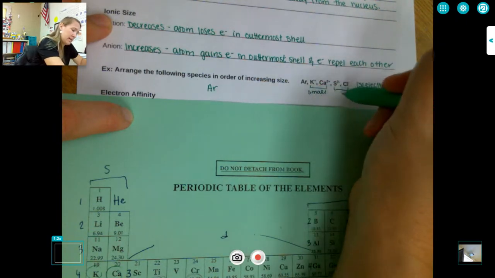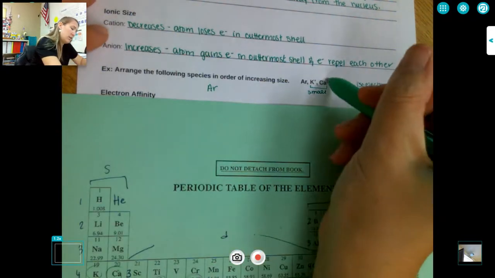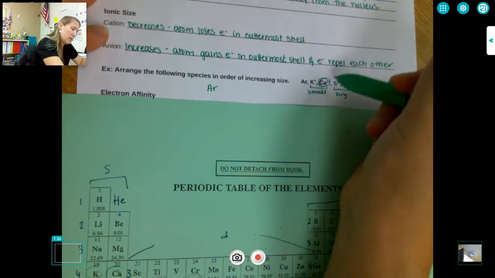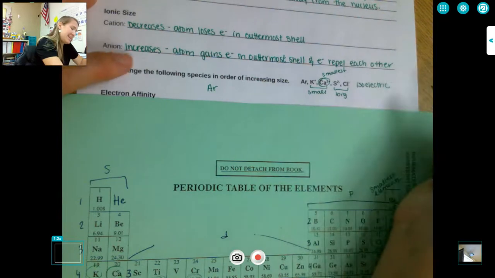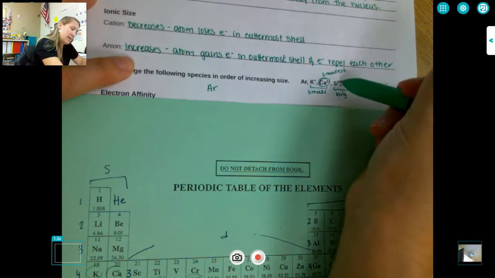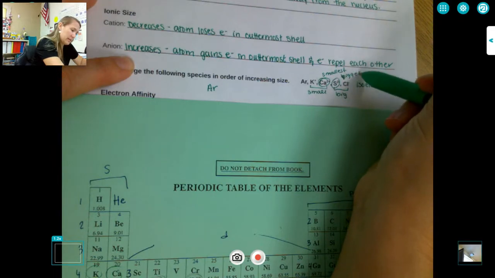And our anions are big. We know that as I lose electrons, I get smaller. So the more electrons lost, calcium lost more. This one's going to be the smallest. And as I gain electrons, I get bigger. So the one that gained the most is going to be the biggest.